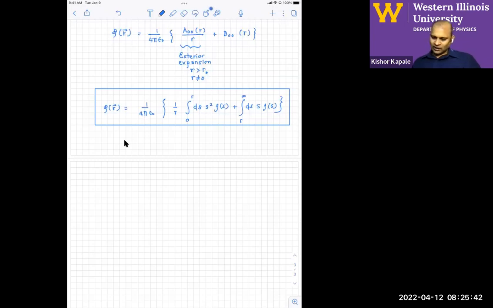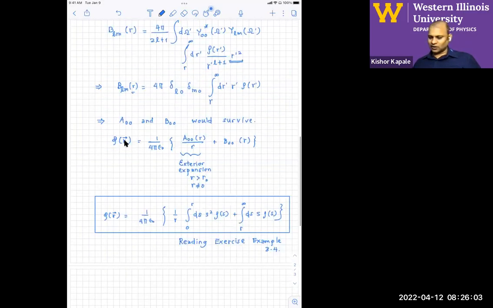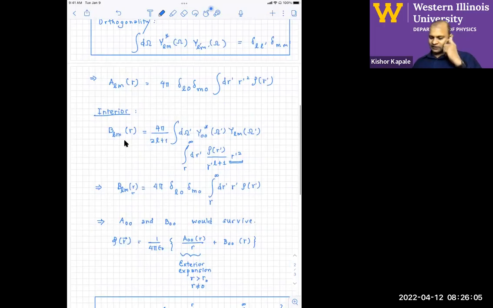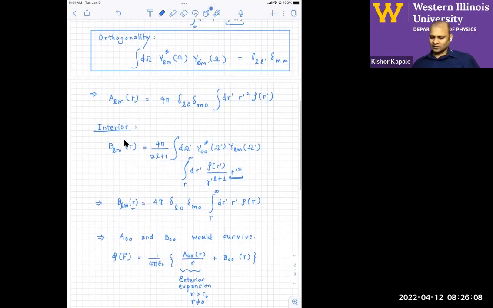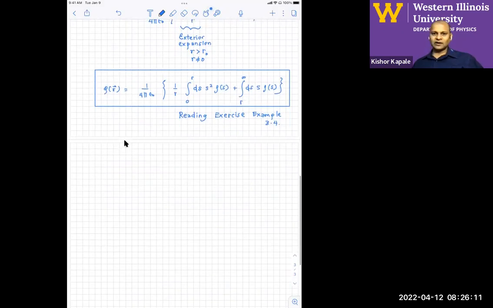Okay. I would ask you to compare this expression with example 3.4, where we essentially did something similar, but that takes much longer. Once you develop the technology, if you will, of the spherical expansions, this is a very quick calculation that allows you to determine these kinds of things. Any questions so far?